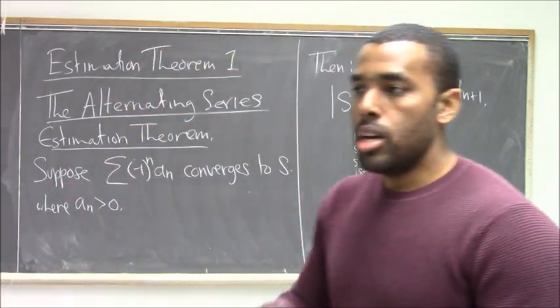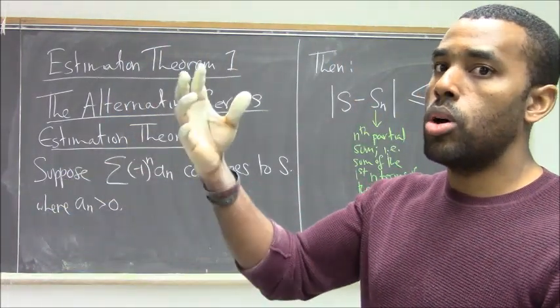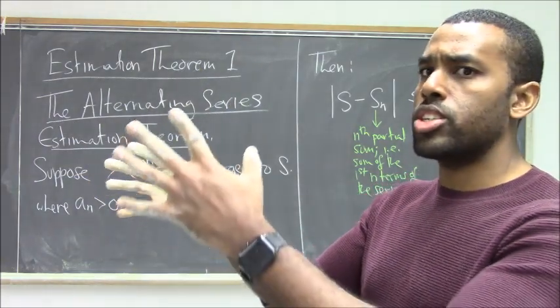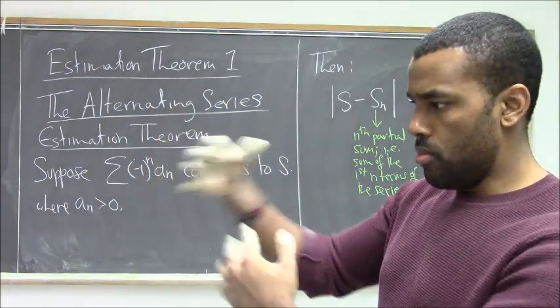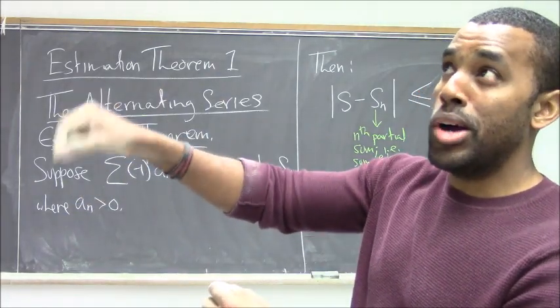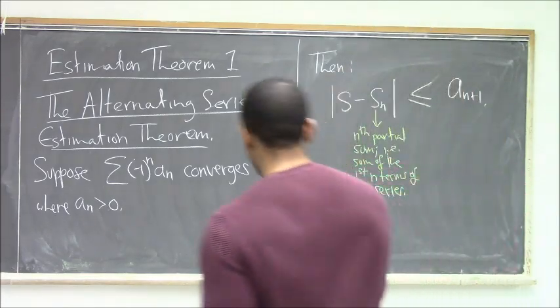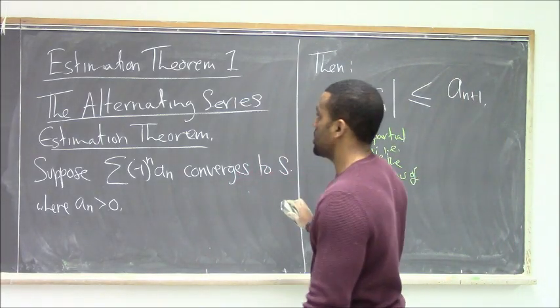Pretty much, if you add up the first n terms of an alternating series and you want to know how close these n terms that I just added up are to the actual answer, then it turns out that the magnitude of the next term tells you how close you are. So let me give you an example here.